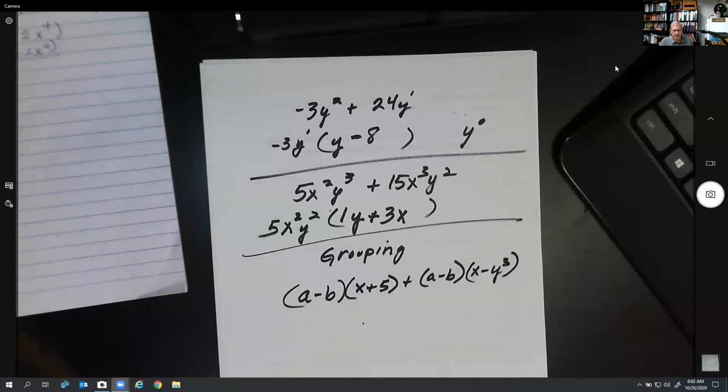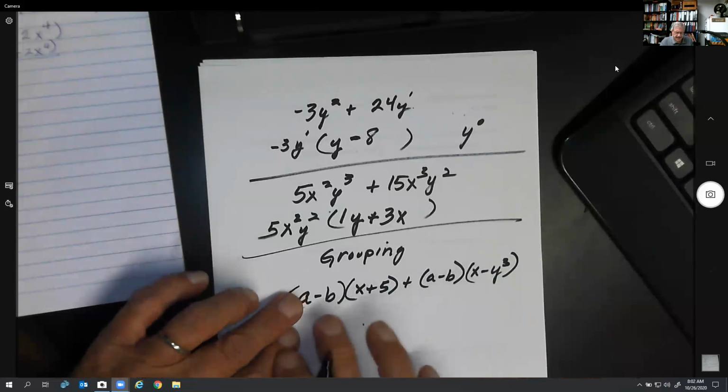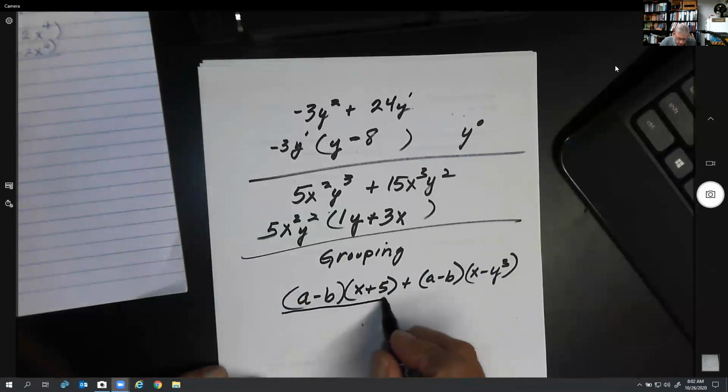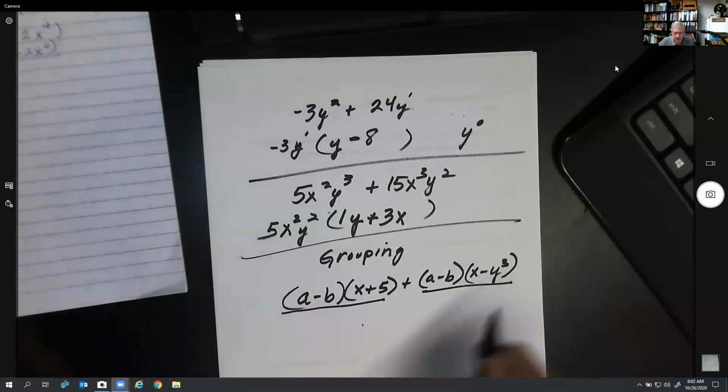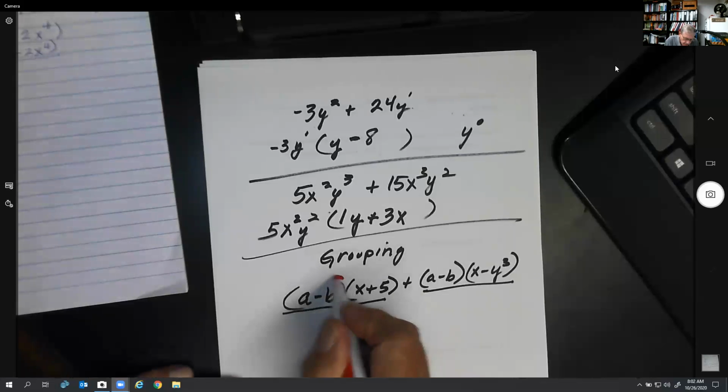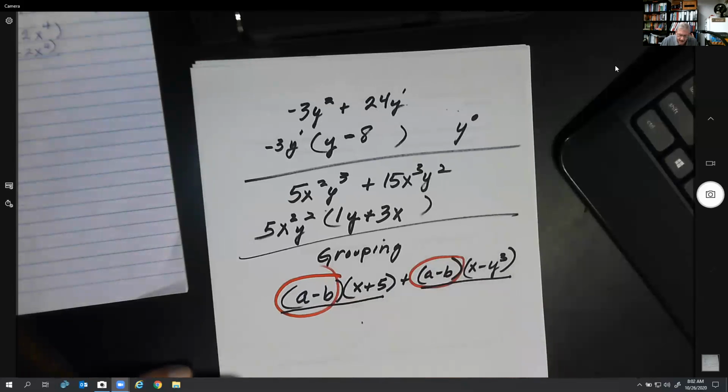When we do grouping, what we try to do is take out a parentheses that's common to both terms. This is all considered one term, and this is one term. They're separated by addition signs. And I noticed that on this particular term, this (a minus b) is common to both terms. So I'm going to factor that out.